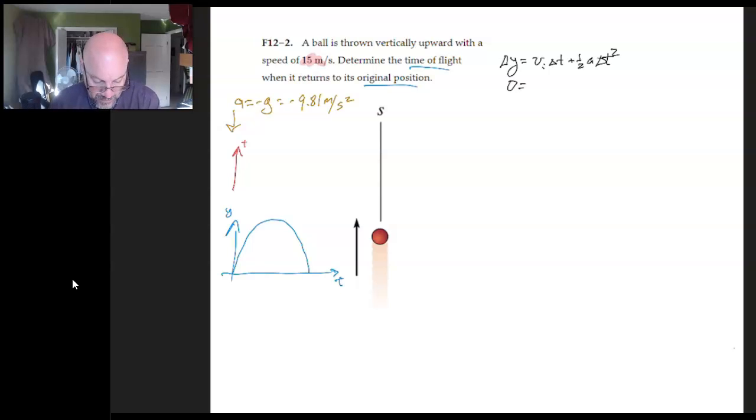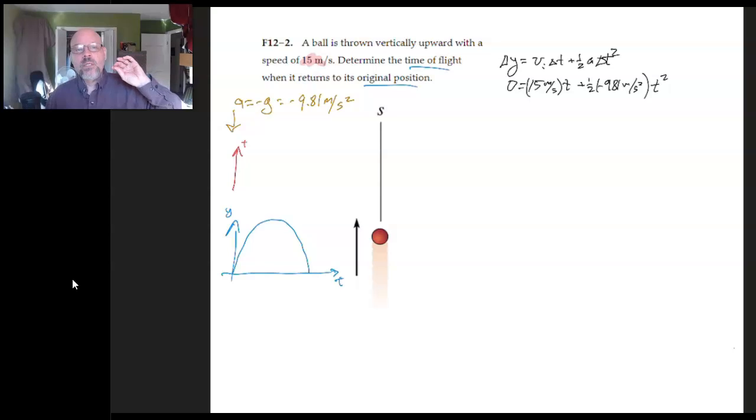All right, now let's put in our numbers. So v_i, I've got 15 meters per second times t plus 1/2 times minus 9.81 meters per second squared times t squared. I'm going to drop the delta just because I'm having a hard time with my pen here. Anyway, there we go, and we can solve for that. That one actually can be done by hand without too much trouble, or you could just put it into your calculator.